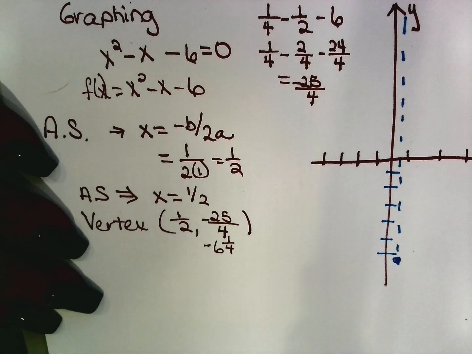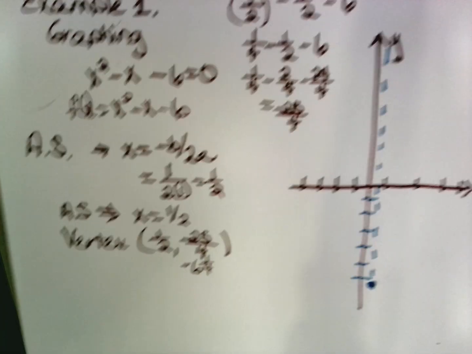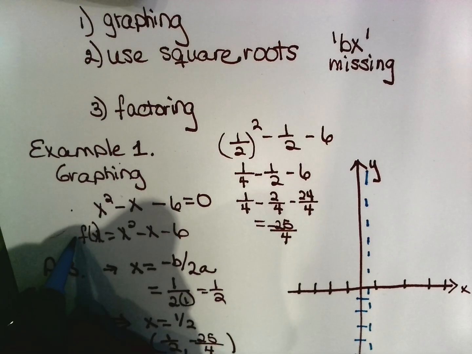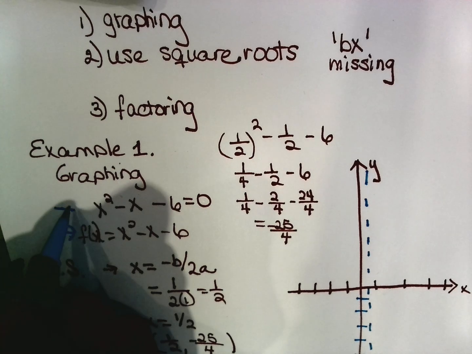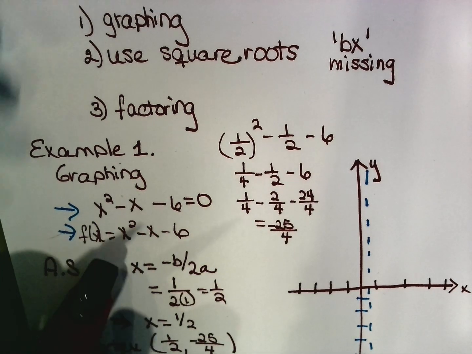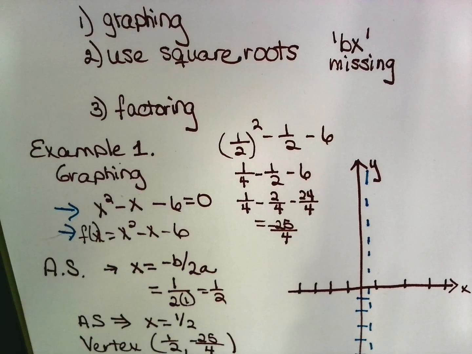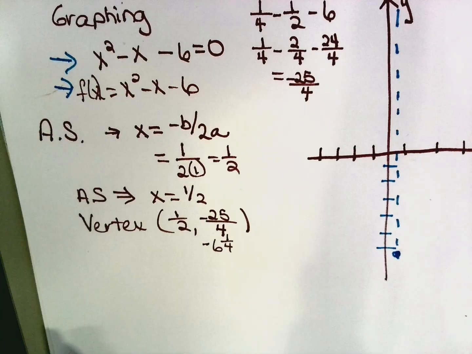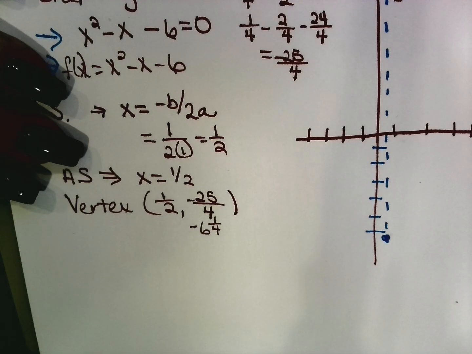Now what we need are the x-intercepts, right? We obviously can see that this function in that equation is going to open up because your a value is positive. So that means if the vertex is down here, this is going to have to cross the x-axis at 2 places.